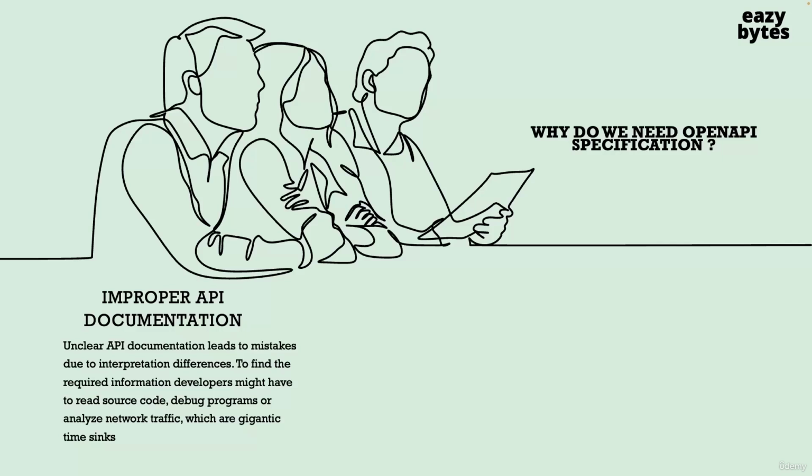Whenever I want to consume certain APIs belonging to a certain organization, in order to understand what the request structure and the response structure are, I need to heavily depend on the documentation prepared by that organization. And this leads to improper or unclear API documentation, because whenever we try to explain the request or response structure through documentation, a lot of interpretation mistakes will happen.